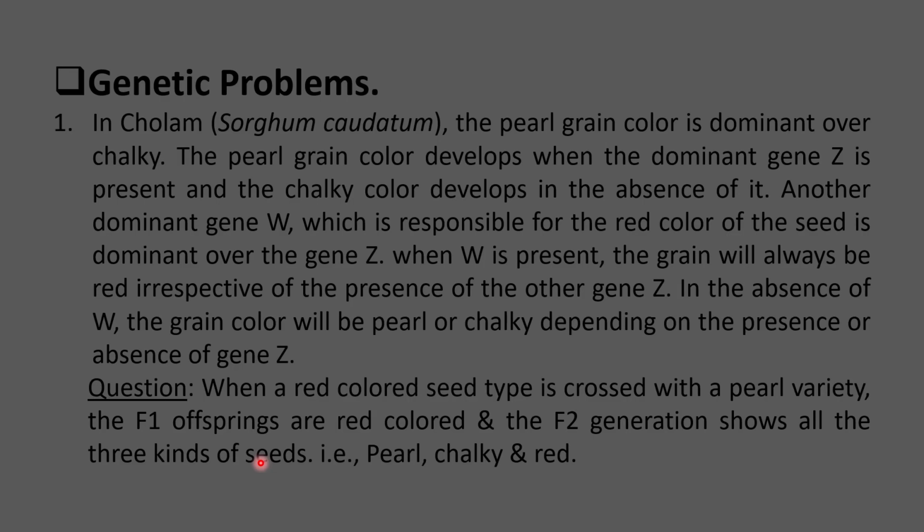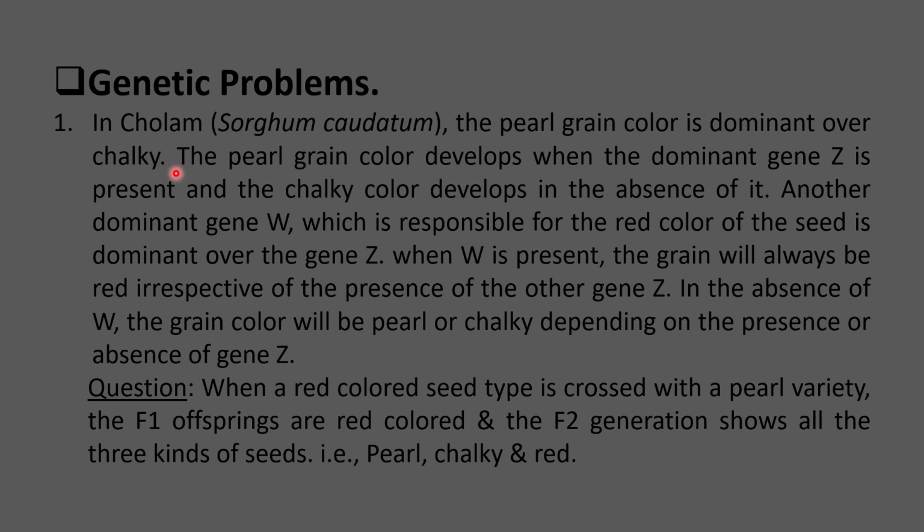So dominant epistasis is being discussed here. There are a few examples, or a few genetic problems, to help us understand the concepts better. Here in sorghum caudatum, which is commonly called cholam, the inheritance of grain color is being studied to represent the dominant epistasis. So there is a pearl grain color and a chalky grain color.